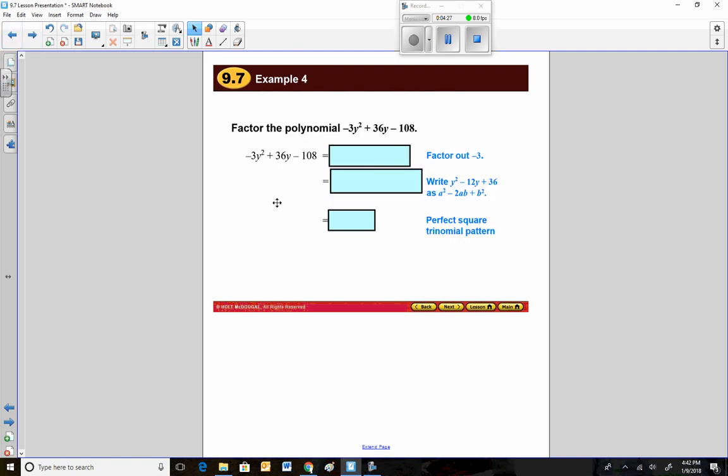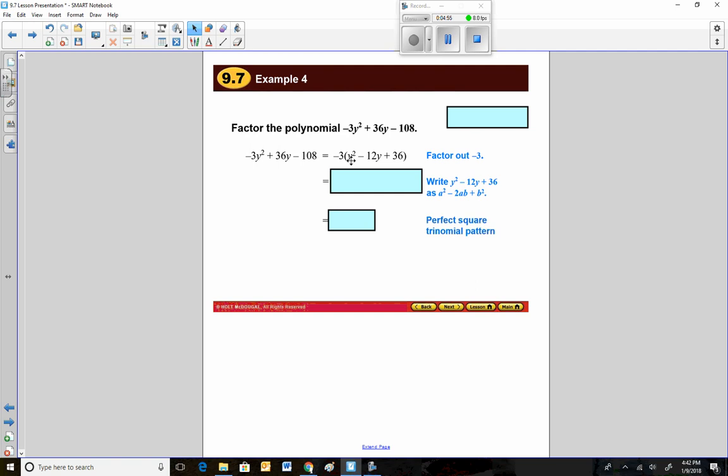Okay, there, my computer's cooperating now. Take a look at this. 3 numbers, first term, last term, neither one of those are perfect squares. First thing you always check for is, can you factor out any common number? 3, 36, and 108. If you didn't know it, these are all divisible by 3. And the first term should be positive, and it has a negative. So we're going to pull out a negative 3.